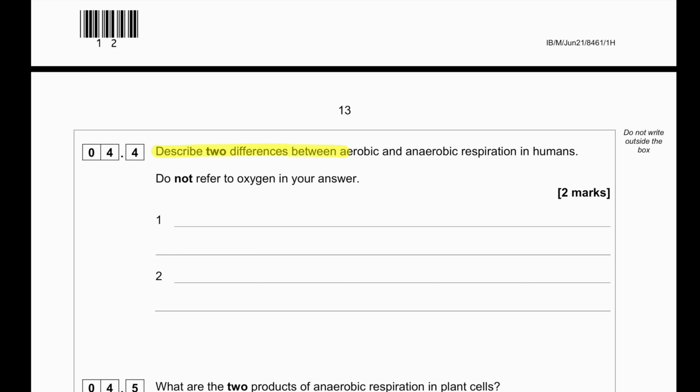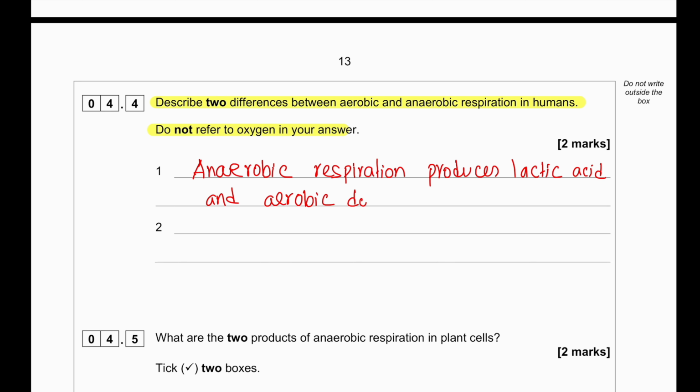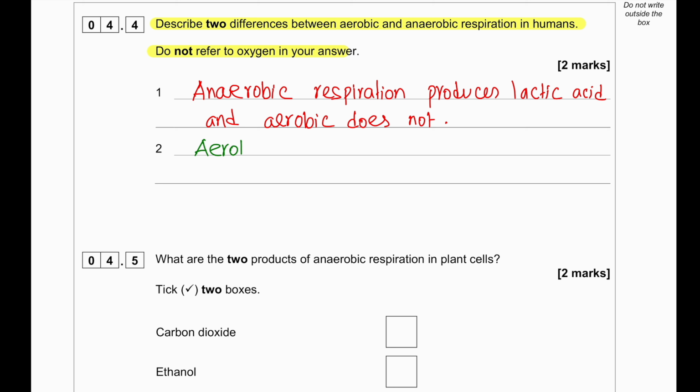Describe 2 differences between aerobic and anaerobic respiration in humans, and do not refer to oxygen in your answer. So, the difference between aerobic and anaerobic respiration is very simple. Anaerobic respiration produces lactic acid and aerobic does not produce lactic acid. The other point that we can write is that aerobic produces carbon dioxide and anaerobic does not produce carbon dioxide. We can use CO2 in this case.